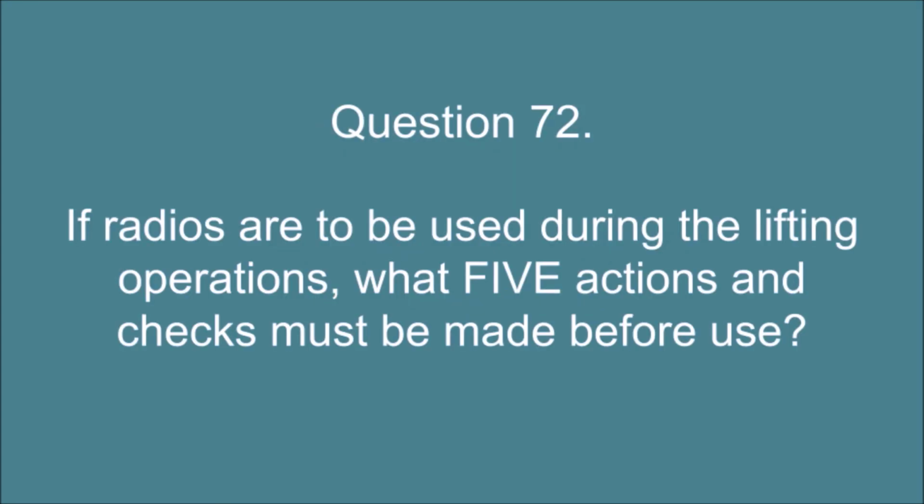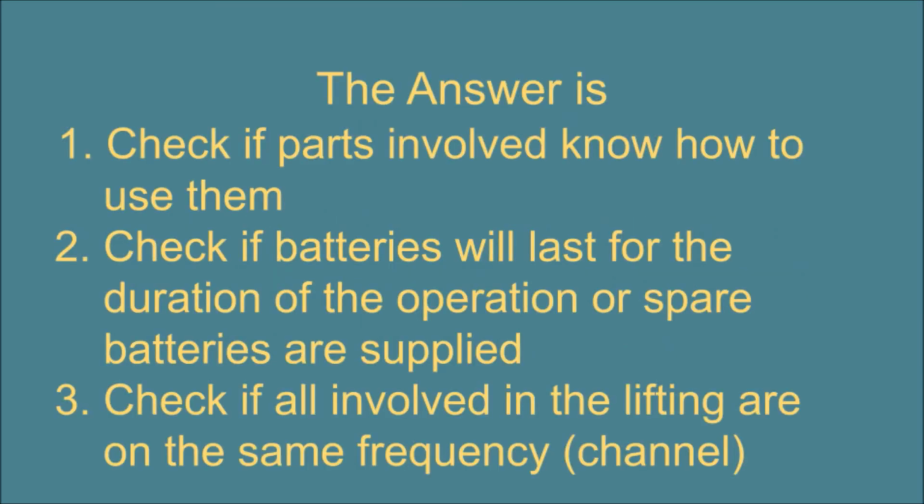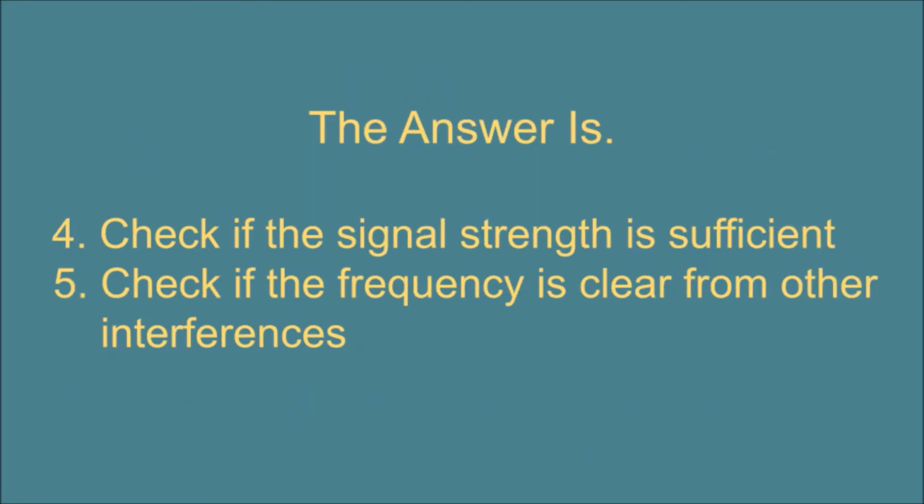Question 72. If radios are to be used during the lifting operations, what 5 actions and checks must be made before use? The answer is: 1. Check if parties involved know how to use them. 2. Check if batteries will last for the duration of the operation or spare batteries are supplied. 3. Check if all involved in the lifting are on the same frequency channel. 4. Check if the signal strength is sufficient. 5. Check if the frequency is clear from other interference.